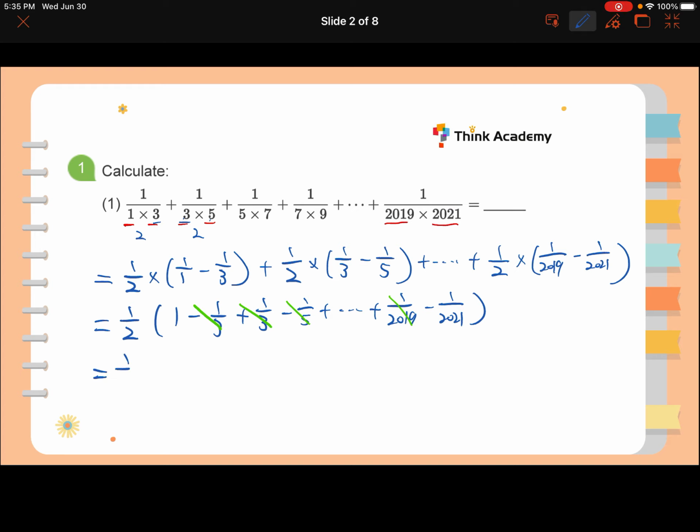So we can simplify this expression into 1 minus 1 over 2021. And then it's going to be really easy. We just do some arithmetic, and the result is 1010 divided by 2021. So we see that we can use the patterns to solve this question.